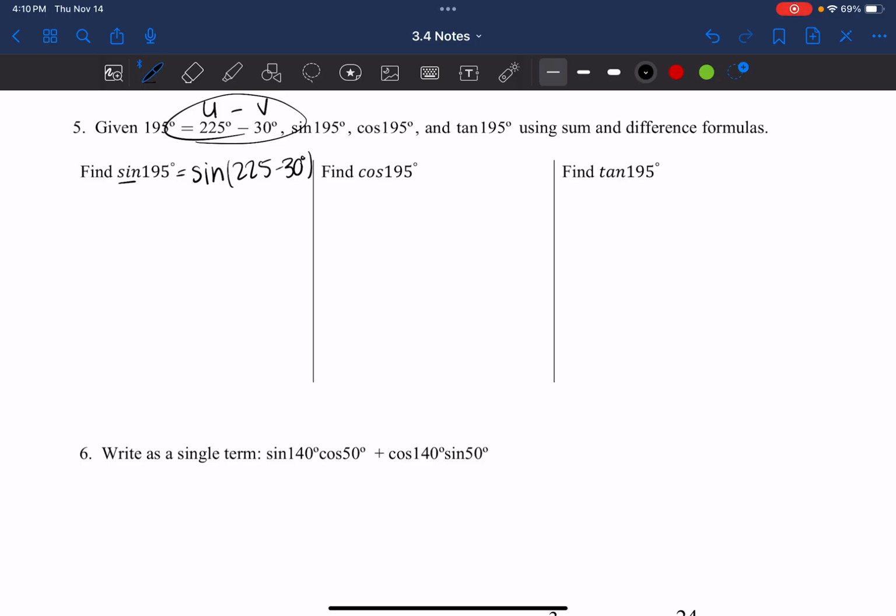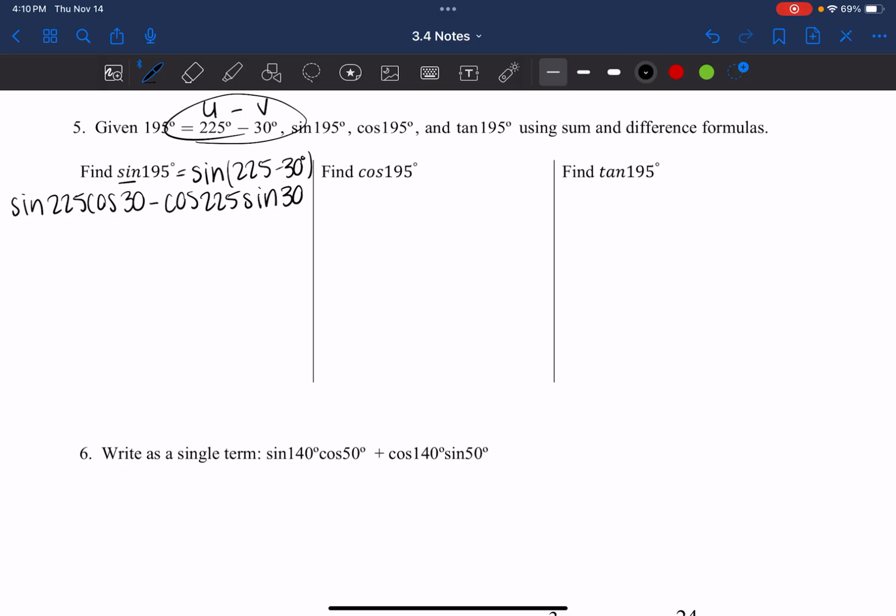And when I substitute that into the formula, I'm going to have sine of 225 cosine of 30 minus cosine of 225 times sine of 30.